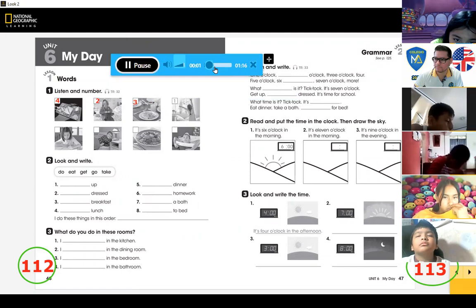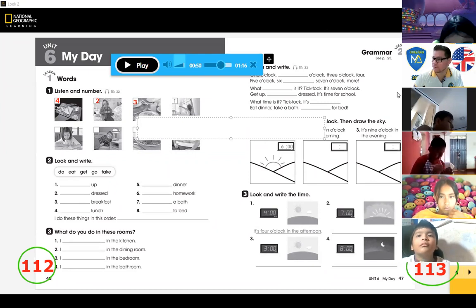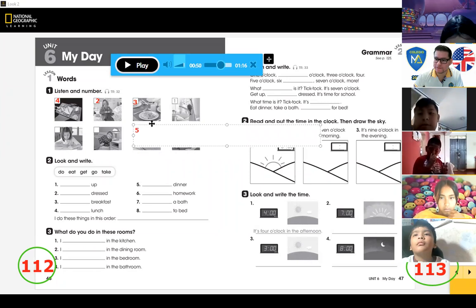Track 32. 3. I eat breakfast in the kitchen with my sister. 5. I eat dinner in the dining room with my family. I eat dinner, right? Number 5. Let's write here the number. Number 5. I eat dinner.